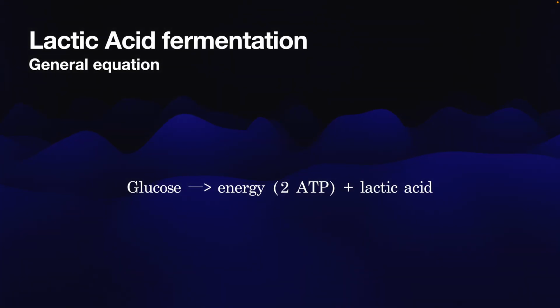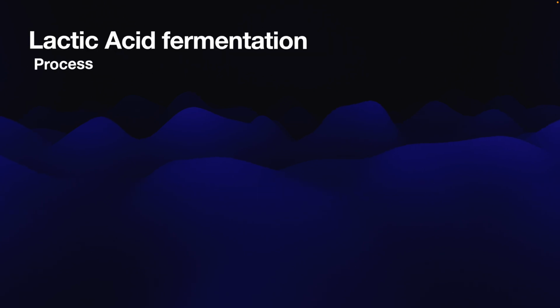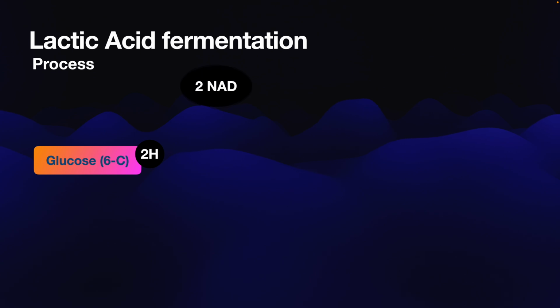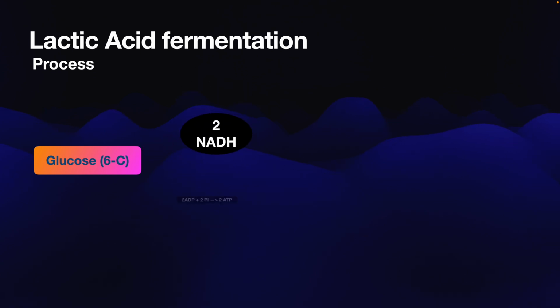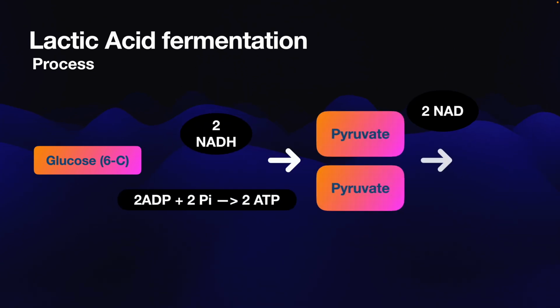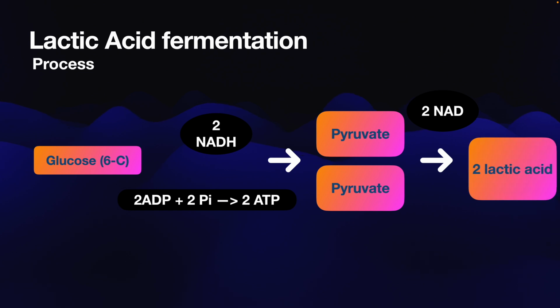Let's take a look at the general equation for lactic acid fermentation. Glucose is converted into energy, 2 ATP, and lactic acid. Again, glycolysis, which is the same as before. However, the 2 pyruvate molecules form 2 NAD, and then they form 2 lactic acid. Along the way, it produces 2 ATP.